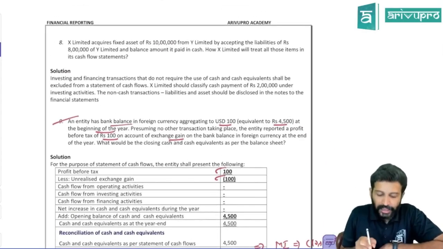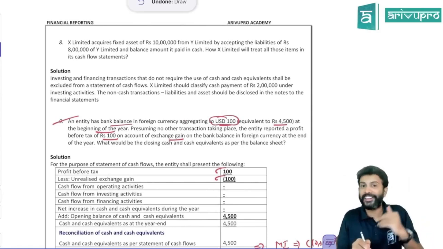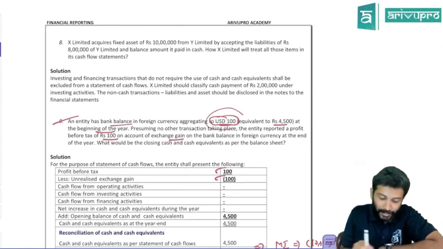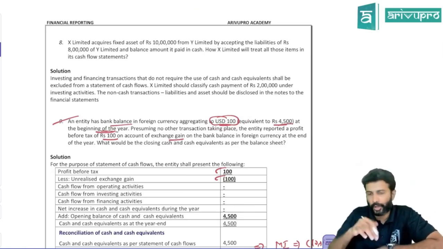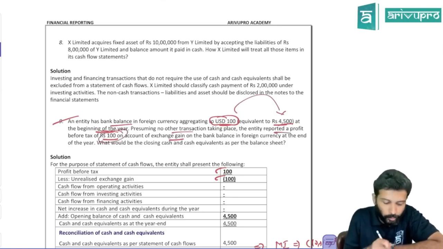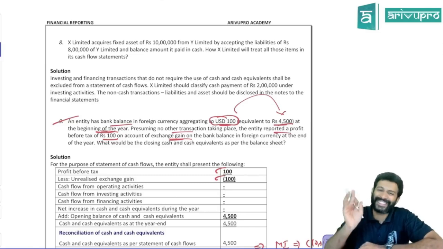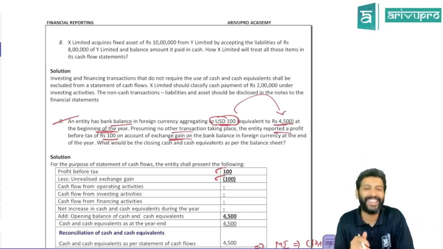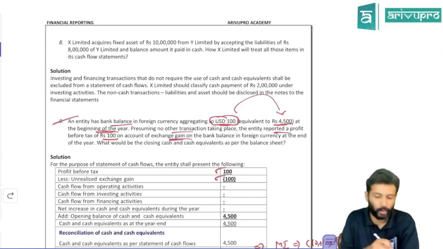An entity has a bank balance in foreign currency aggregating to US dollars. Okay, they have money, not in an Indian bank, but in a foreign bank, of US dollars 100, equivalent to 4,500 rupees at the beginning of the year. If you convert it into Indian rupees, it comes to 4,500 rupees. Presuming no other transaction taking place, the entity reported a profit before tax of 100 rupees on account of exchange gain. They're saying only one transaction happened, only for the sake of the exam.